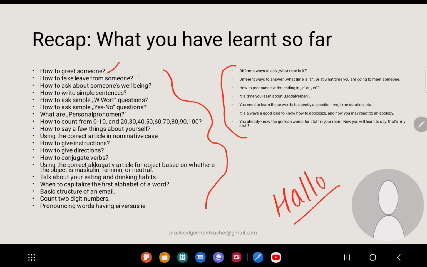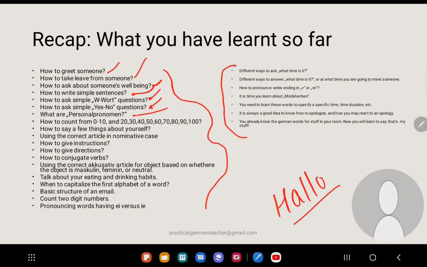Then what is also important is that you know how to take leave from someone. When it comes to grammar, you should know the position of the verb in a simple sentence, and where the position of the verb is in a W-word kind of question. For example, what, when, who, where, how, which. Then the same, where is the verb position in a yes or no kind of question.